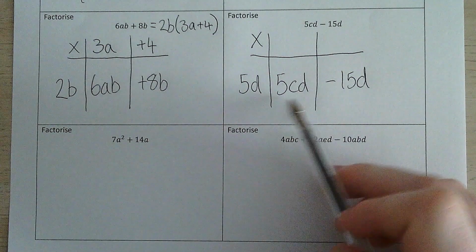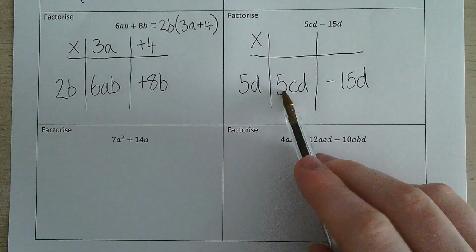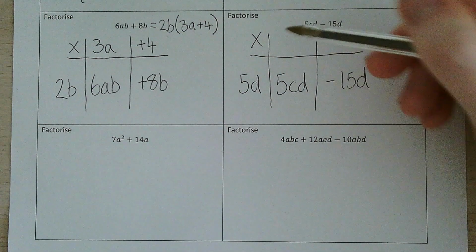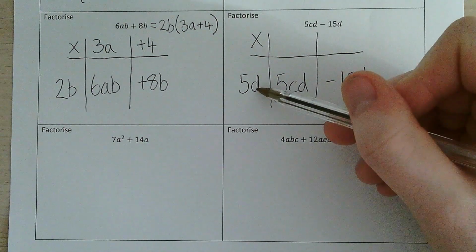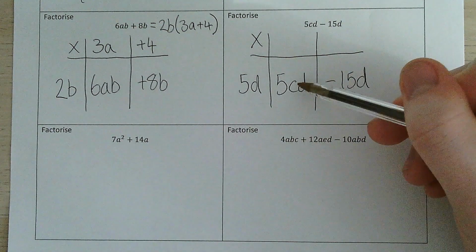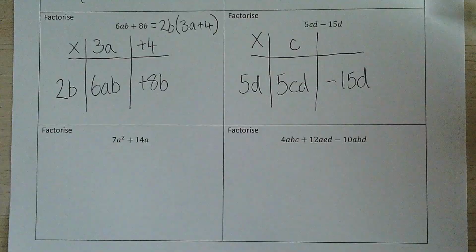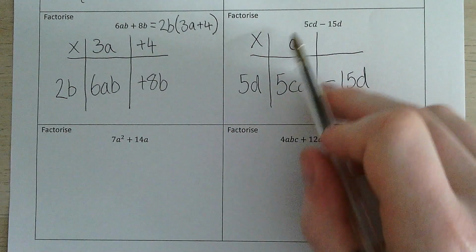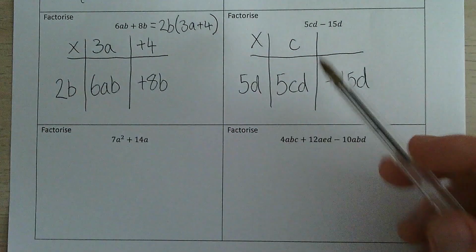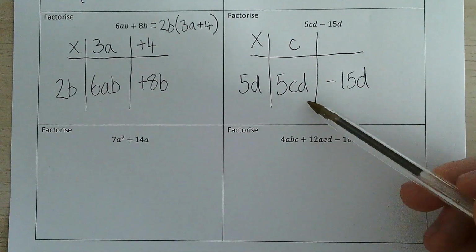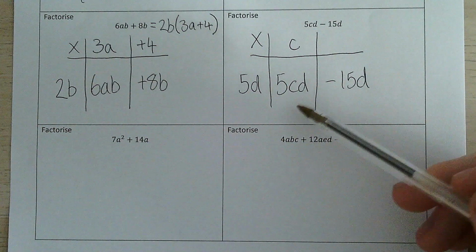We're now going to divide 5cd by 5d. 5 divided by 5 is 1, but when I do d divided by d, which is also 1, they're going to cancel and just give us c. So rather than writing 1c, we're just going to write c here. Again, we can check, does 5d times c equal 5cd? If it does, then we're correct and we can carry on.